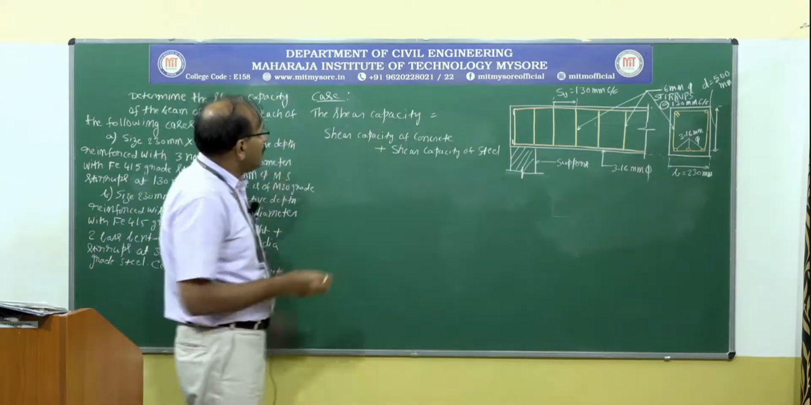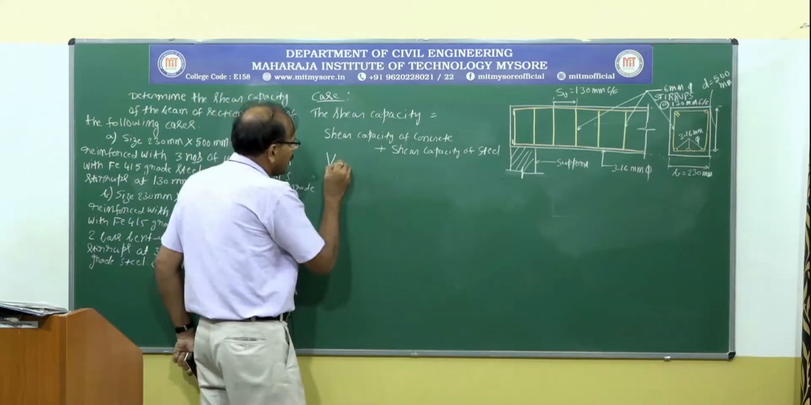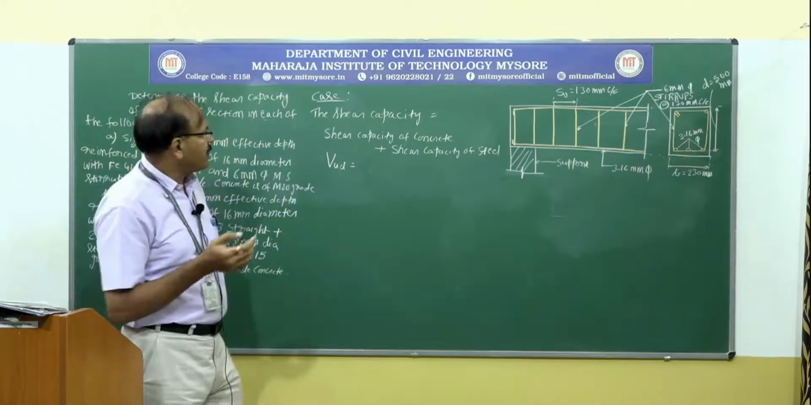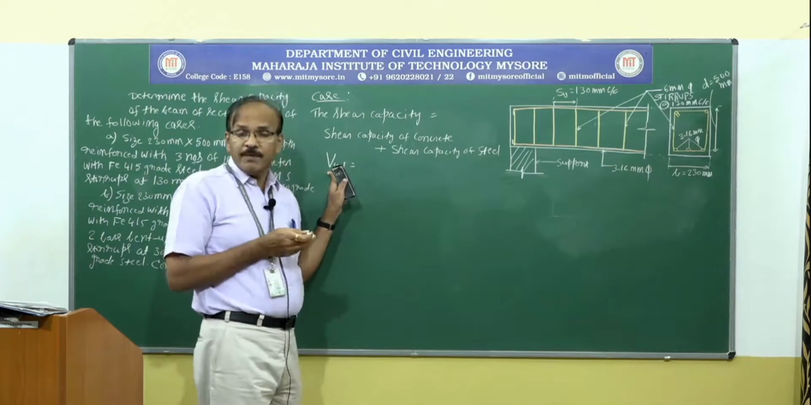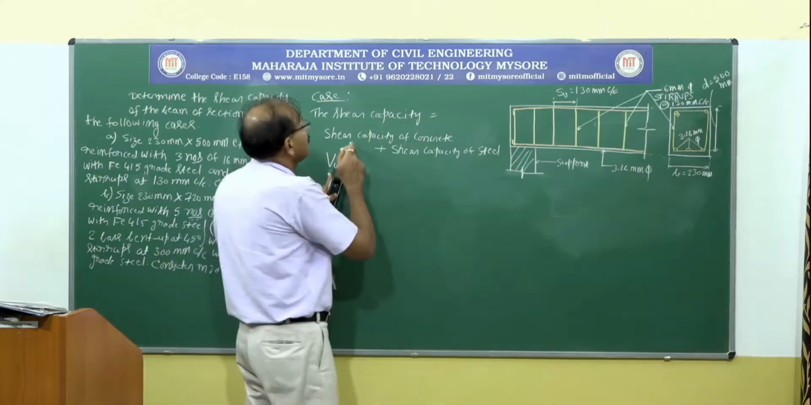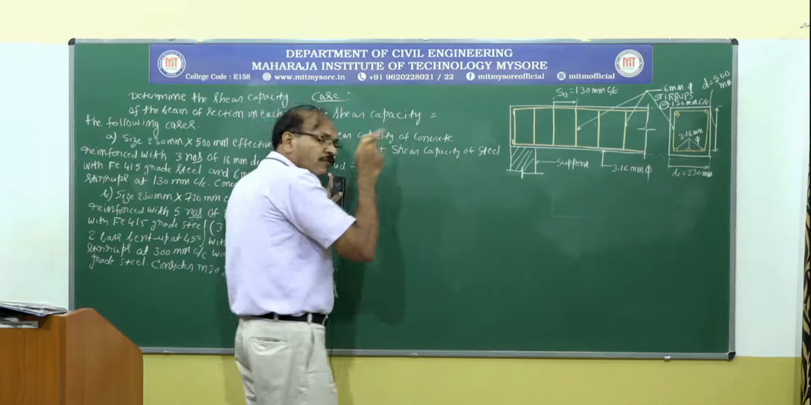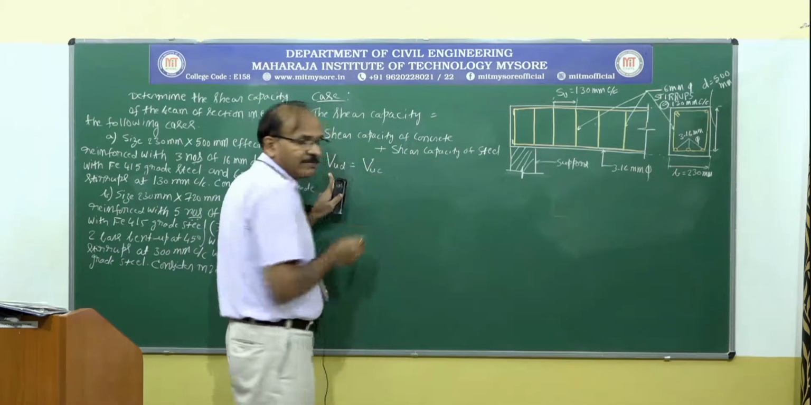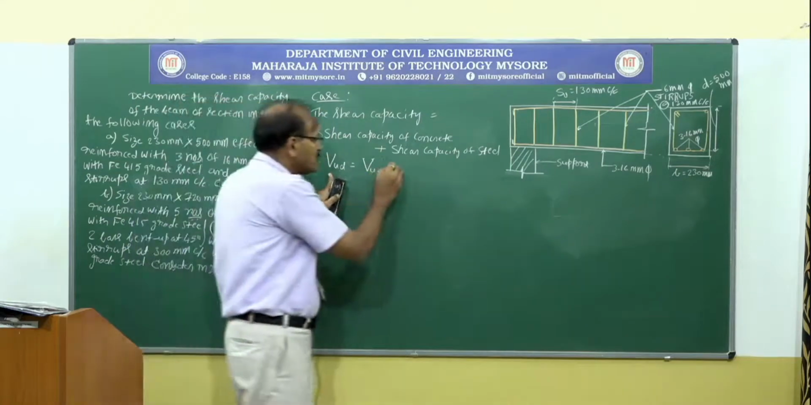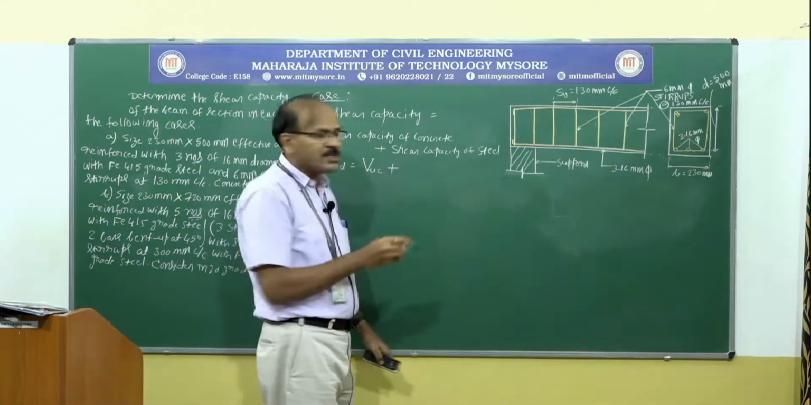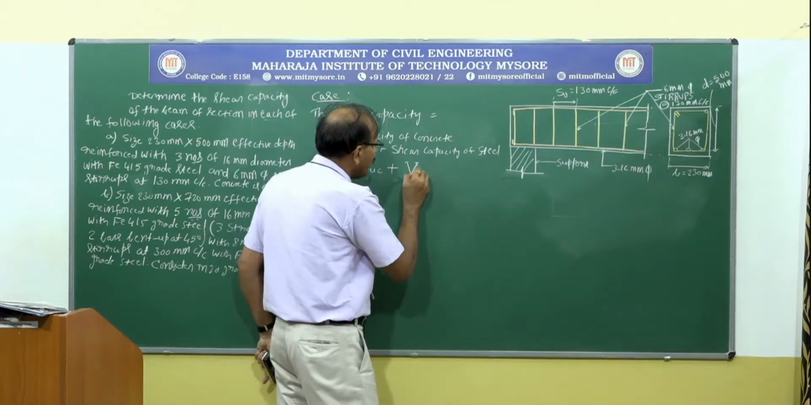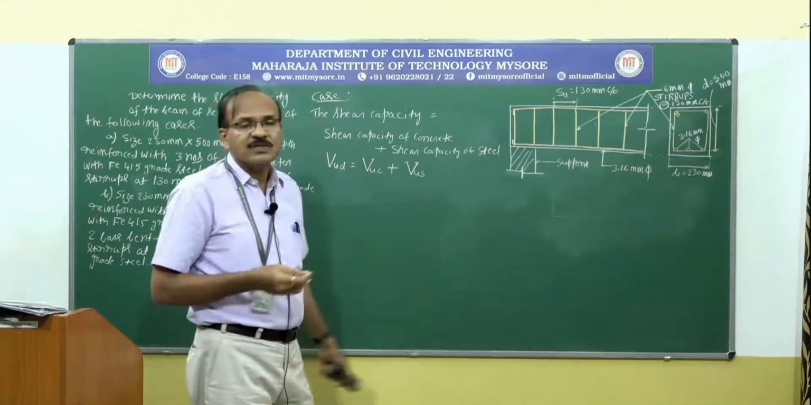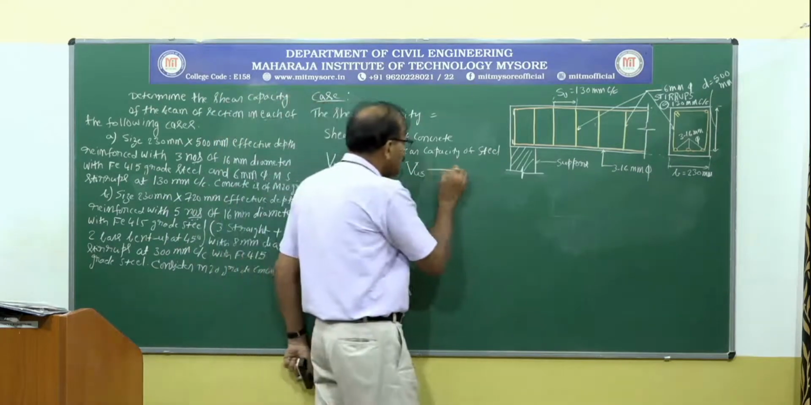I am going to write the design shear strength, or the ultimate design shear capacity, as VUD, equal to the shear capacity of concrete, which I am going to write as VUC, plus the shear capacity of steel, which is given by VUS, with suffix US. I am going to call this equation 1.